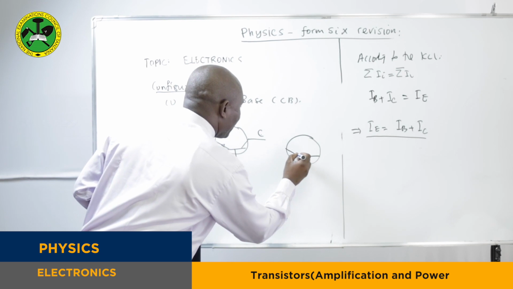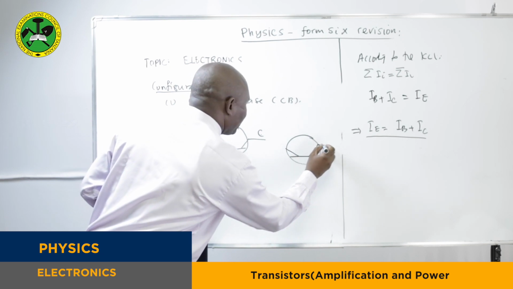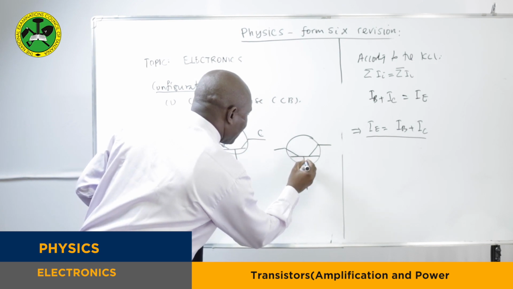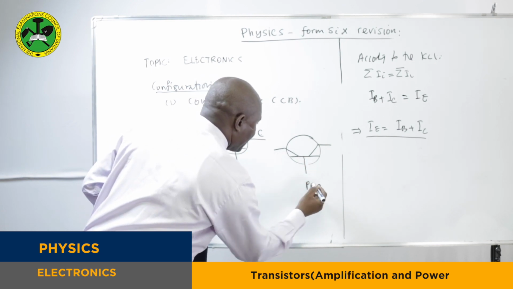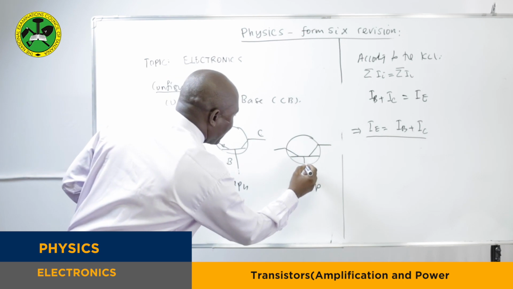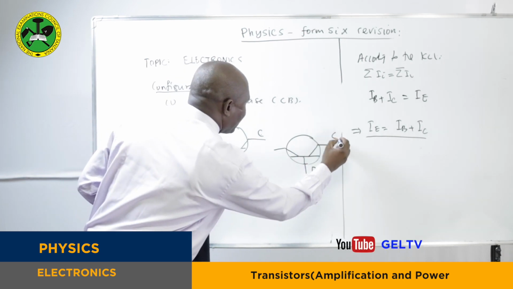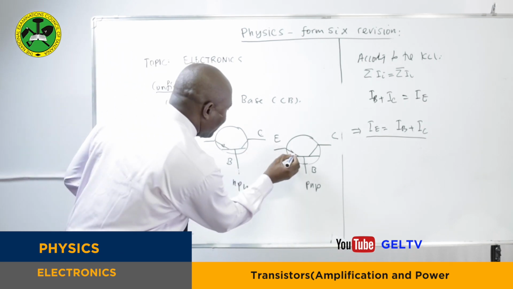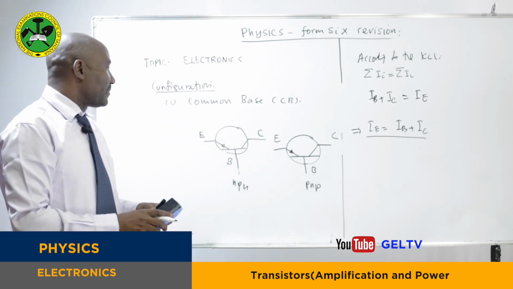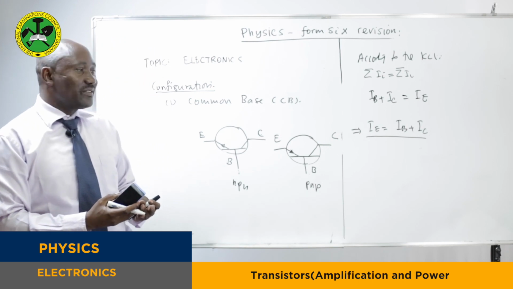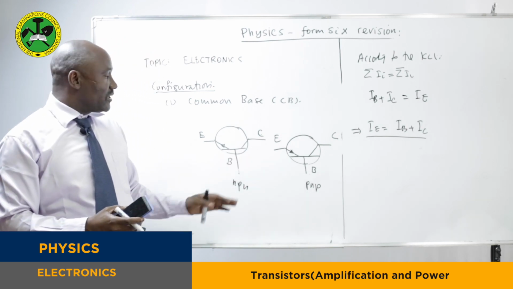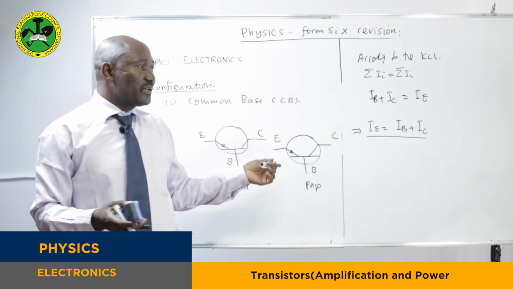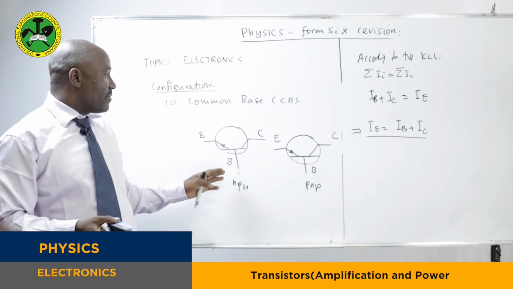This is a PNP transistor. This is our base, this is our collector, this is our emitter, and the arrow should be pointing in. So this is the first way of connecting a transistor. When you connect a transistor like this, you can define the current gain and the power gain. We shall see which mode is normally preferred.